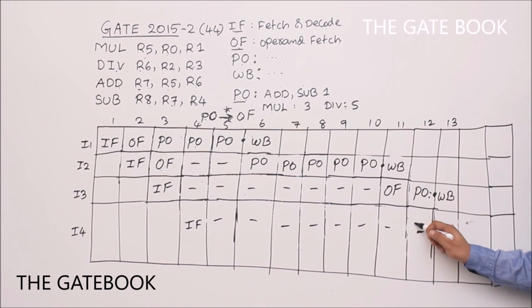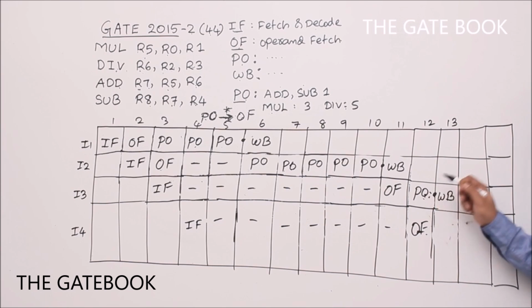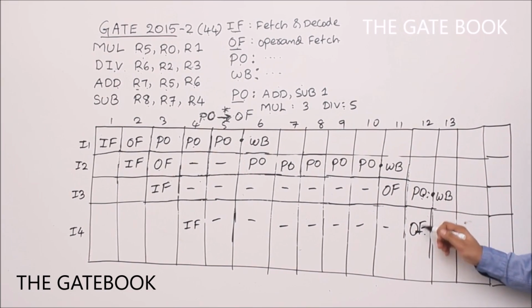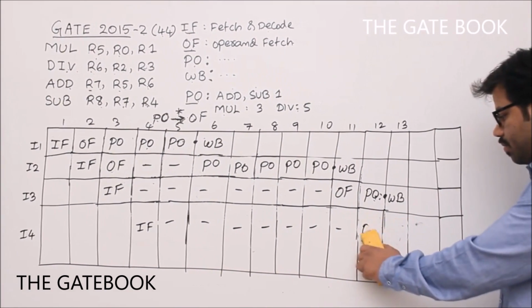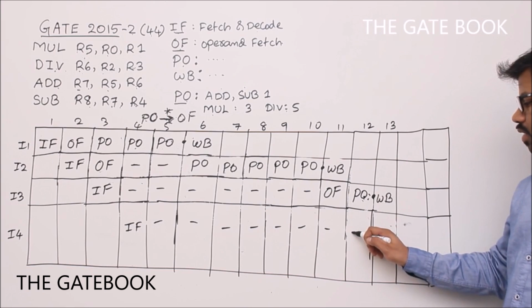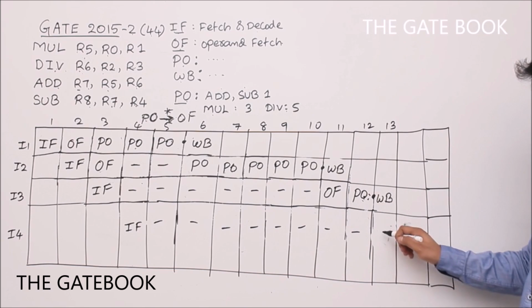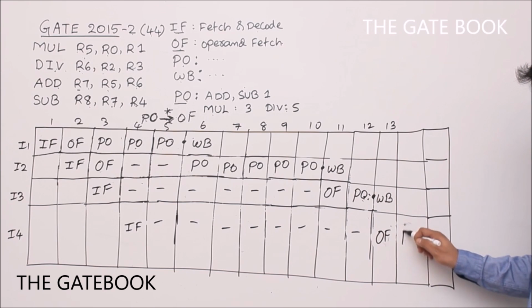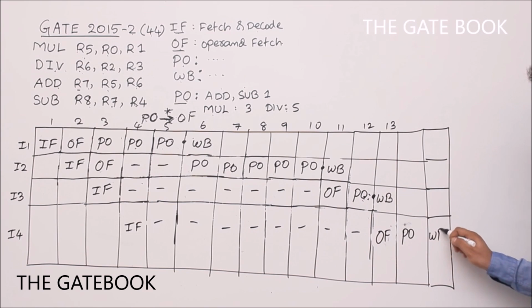Why can't I do OF here? If you do OF here, then this perform operation is still updating that R7 might be, correct? Then we can't do OF, right? Generally, then we will be stalling. This is the earliest time where we can do OF. After that, perform operation, then write back.